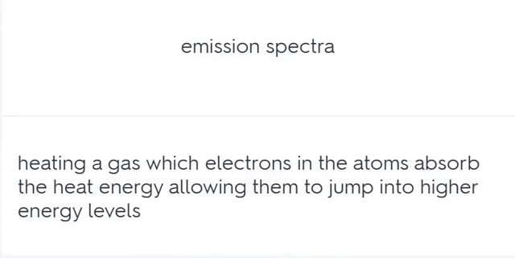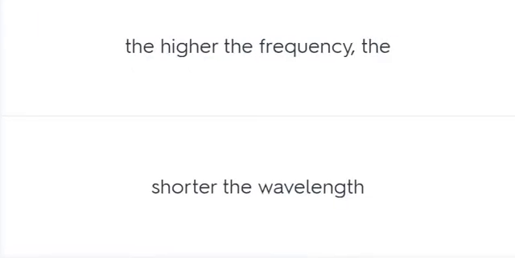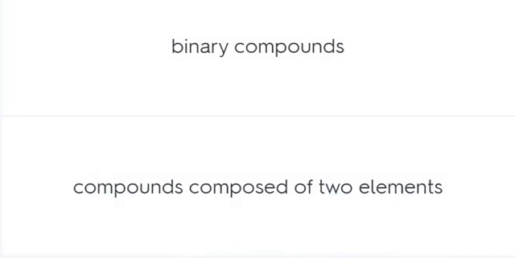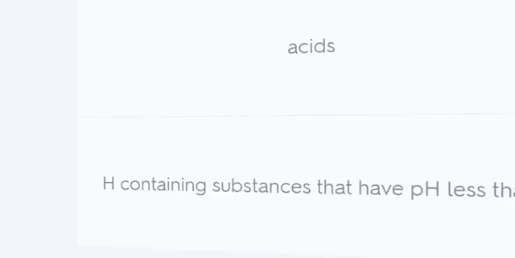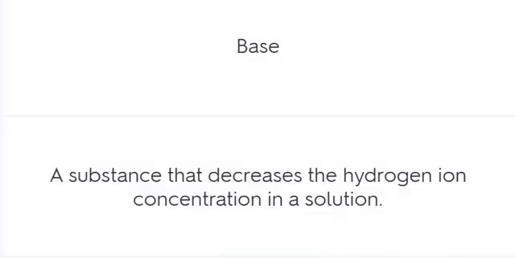Emission spectra. Heating a gas, the electrons in the atoms absorb the heat energy, allowing them to jump into higher energy levels. The greater the energy, the larger the frequency and shorter the wavelength. The higher the frequency, the shorter the wavelength. Binary compounds. Compounds composed of 2 elements. Acids. H-containing substances that have pH less than 7. Base. A substance that decreases the hydrogen ion concentration in its solution.